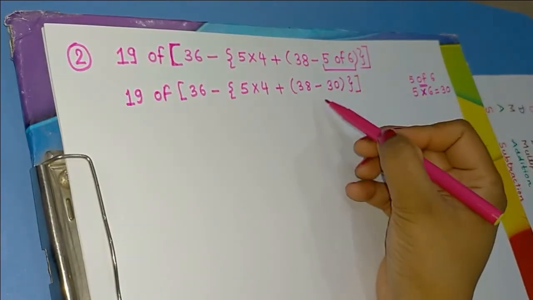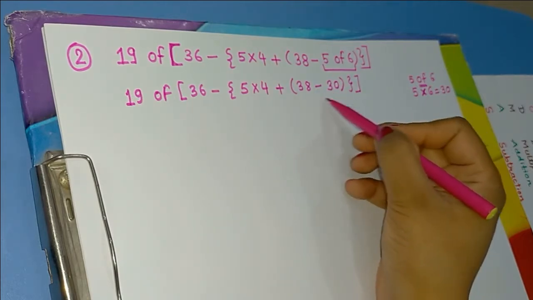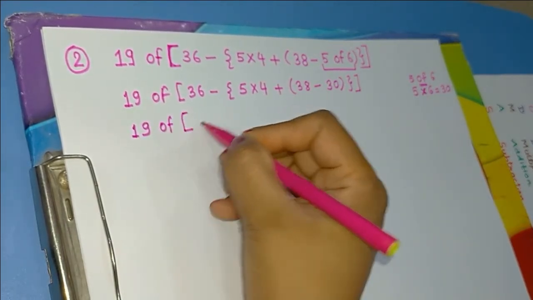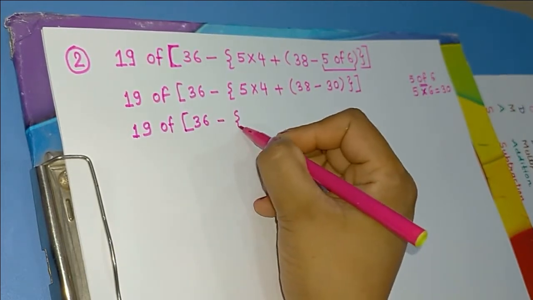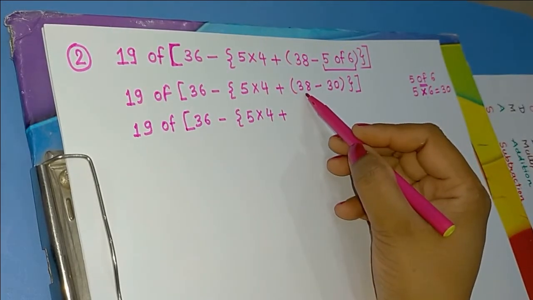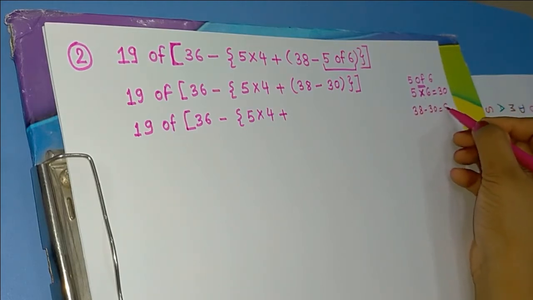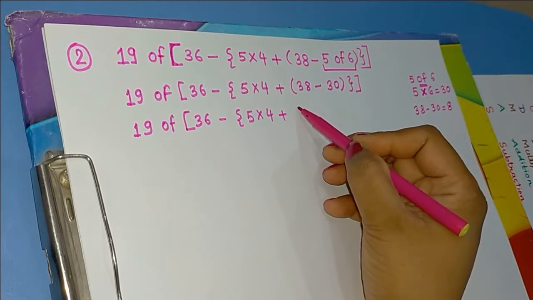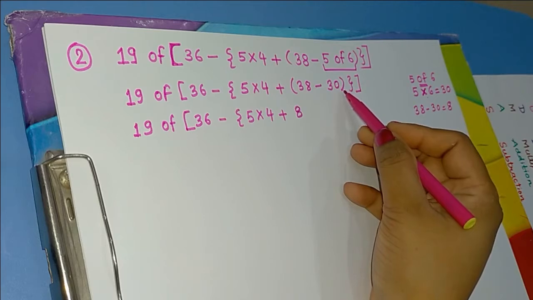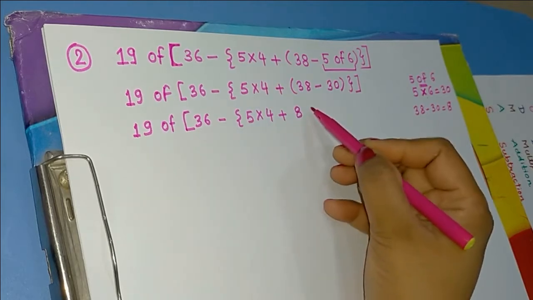Now here in the next step we have one operator pending in the parenthesis, so we need to solve this. So here 19 as it is, of as it is, rectangle bracket, 36 minus curly bracket, 5 cross 4 plus. Now here we need to solve 38 minus 30, and we know that 38 minus 30 is 8, and here we got 8. As we have only a single value here, we can eliminate the parenthesis from here, and the result of this operation is now part of the curly bracket.